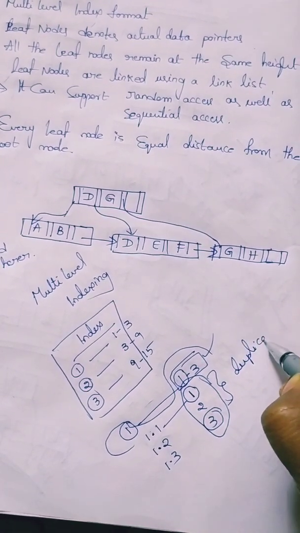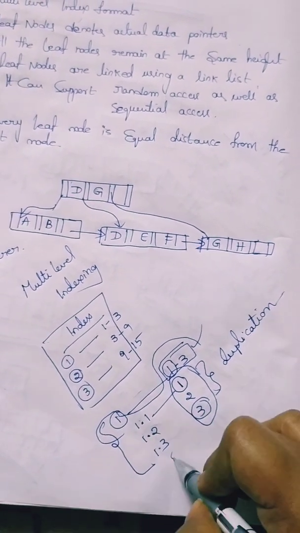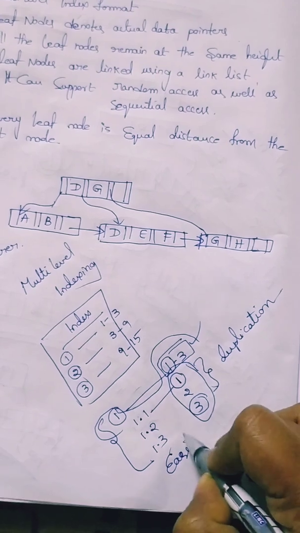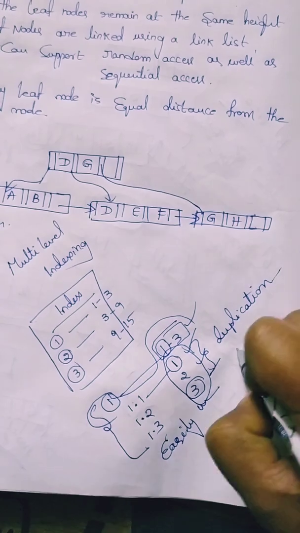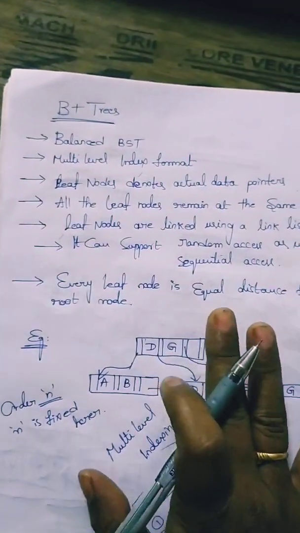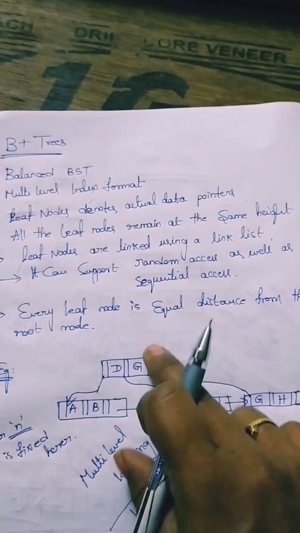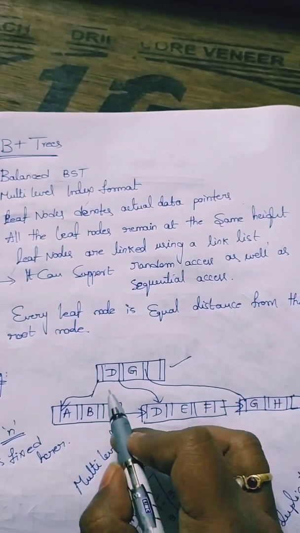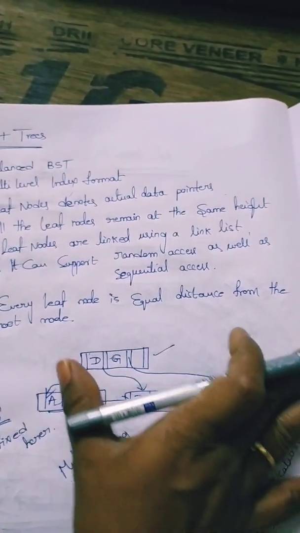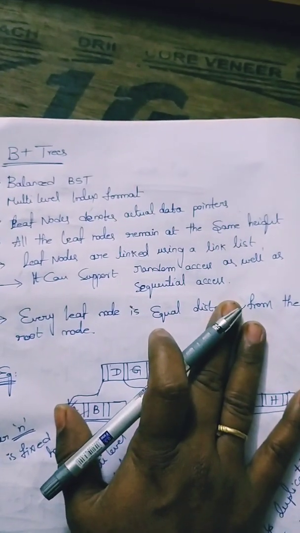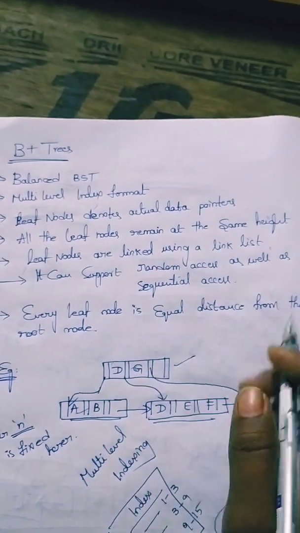Duplication is allowed here. Why? Because it is easily understandable and it is easy to get the page number. So this is called multi-level indexing. Here all the leaf nodes remain at the same height from the root node. Let me take this as the root node, and all the leaf nodes are placed at the same height. Thus this is called a balanced binary search tree.